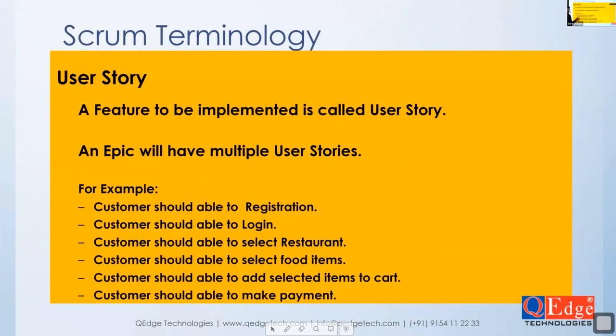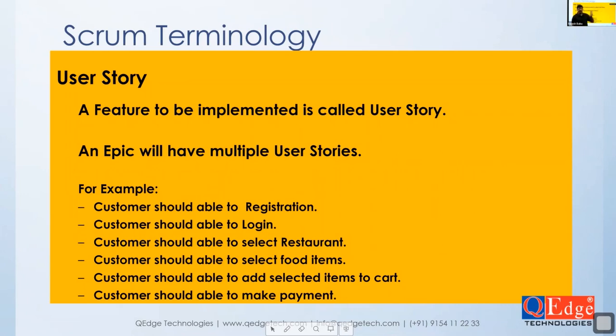Every epic will have multiple user stories. What do you mean by user story? A functionality to be implemented to meet the requirement can be called a story. See here, a customer should be able to create an account. What is the epic I said? After downloading a mobile app like Swiggy, customers should be able to order the food online. That is a major business requirement.